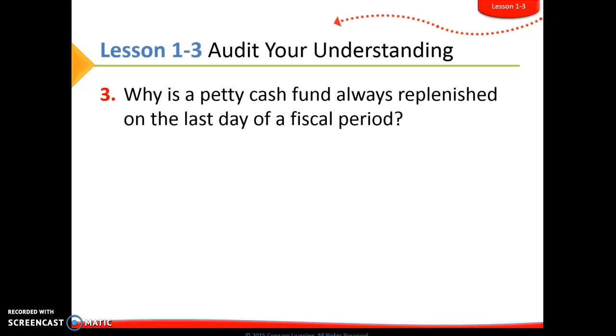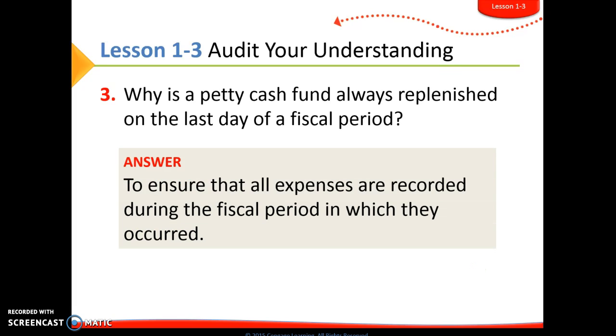Number 3, why is a petty cash fund always replenished on the last day of a fiscal period? To ensure that all expenses are recorded during the fiscal period in which they occurred.